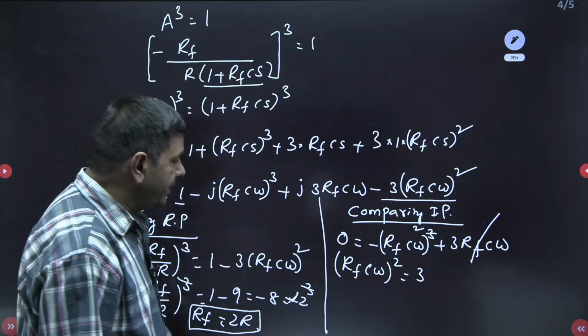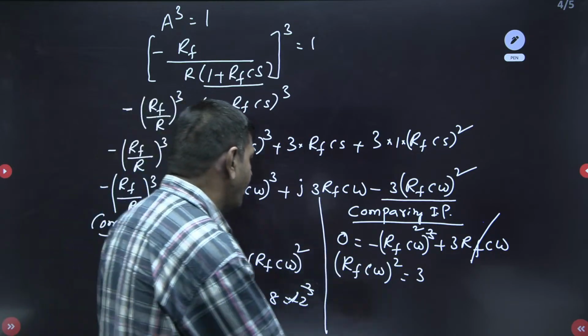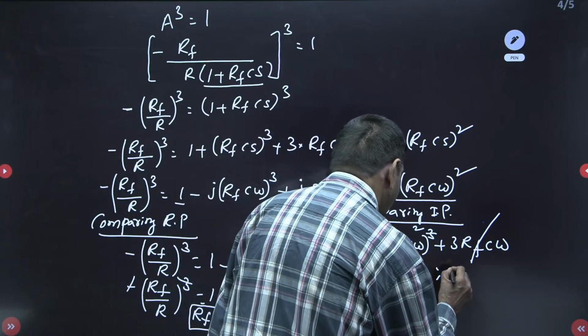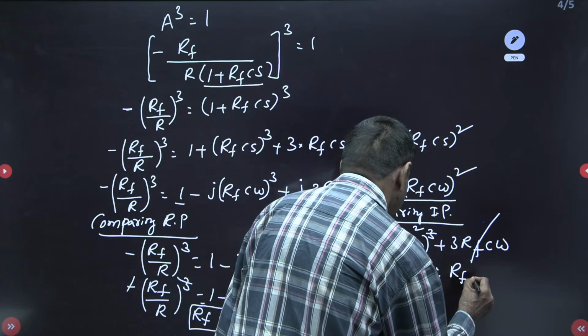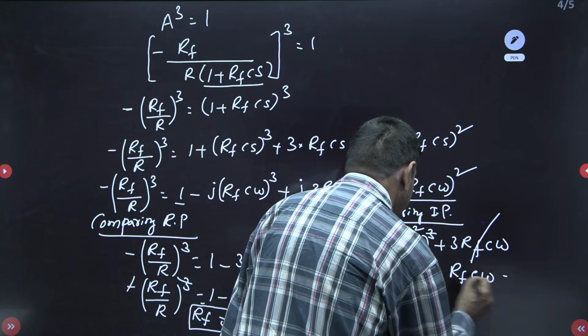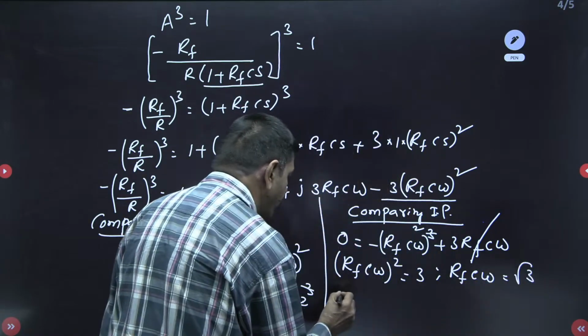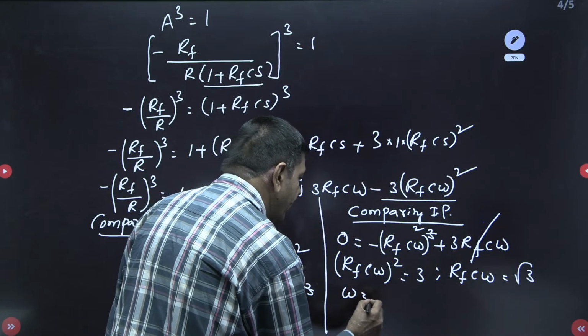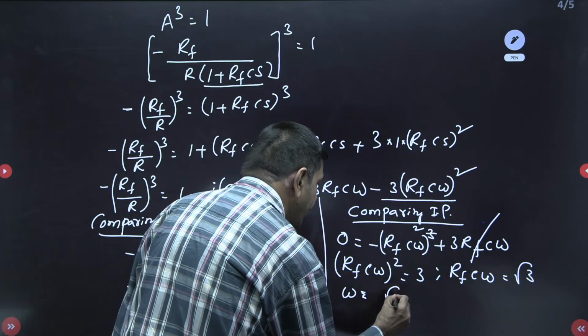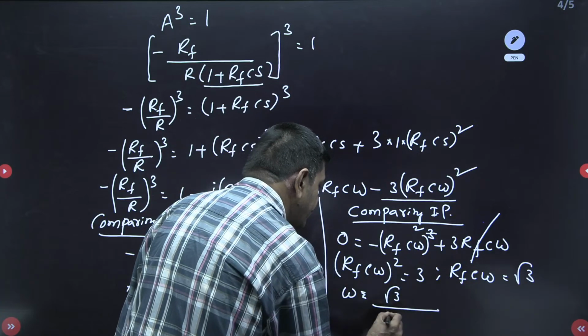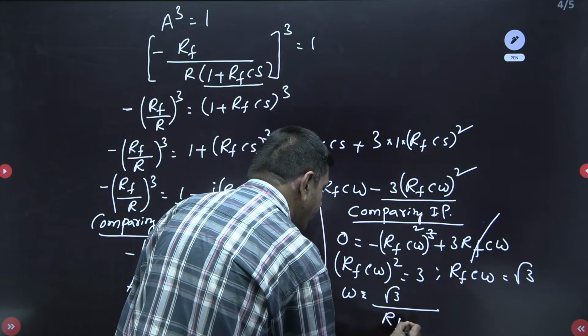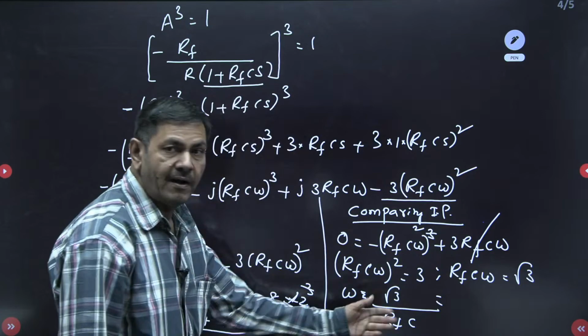Now what about the omega value? RF C omega equals root 3. My aim is to find the omega value. Omega equals root 3 by RF into C. What is RF? Already we got that value.